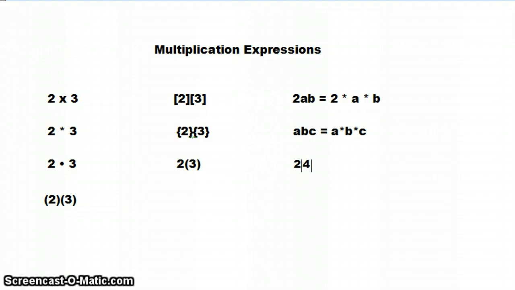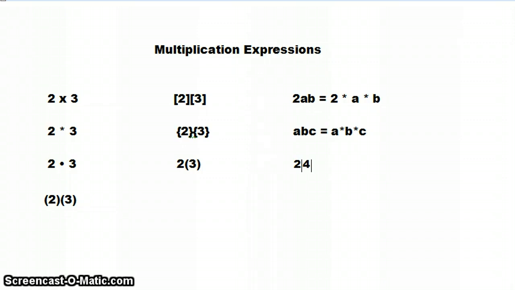The next expression, ABC, also means A times B times C. So if A was equal to 2, and B was equal to 3, and C was equal to 4, we would have 2 times 3 for A times B, which would give us 6, and we would take that result and multiply it by the value of C, which we said was a 4, and end up getting a 24.